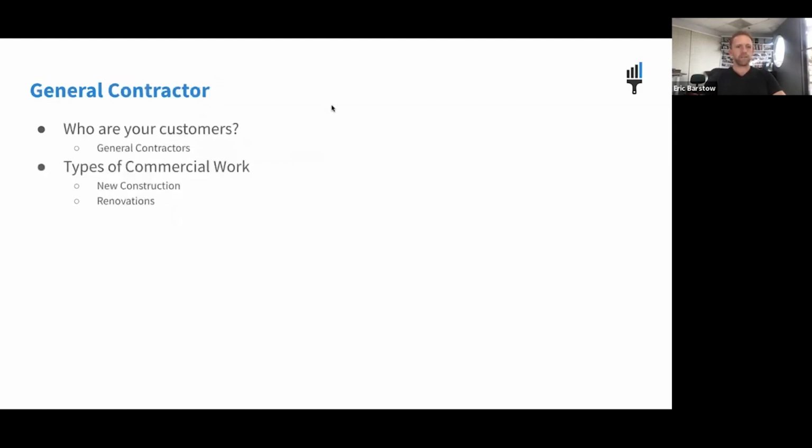All right, general contractor. So this segment. So here, your customers are general contractors. You're working for general contractors. They're the ones you're putting your bids into. They're the ones hiring you. And the type of work in this segment is new construction or renovations. So it could be something built from the ground up or a redo or renovation of some sort.